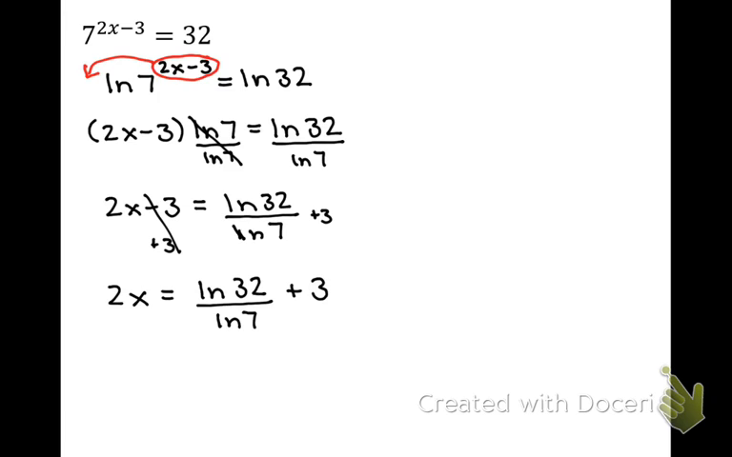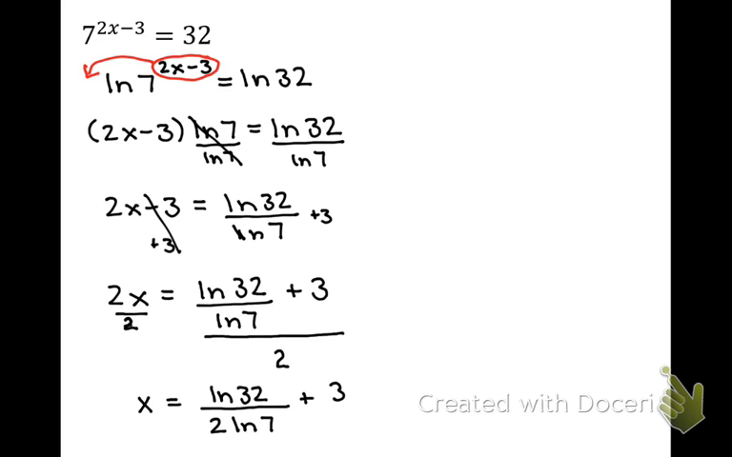Okay, now we need to divide by 2. Almost wrote a -2 there. And I have to divide that entire right side by 2. I can either write one big fraction bar divided by 2, or I also could do this in 2 pieces. This is going to be x = ln 32 / (2 ln 7) + 3/2. So that 2 belongs in both denominators. We got to give it to both pieces. There's my answer.